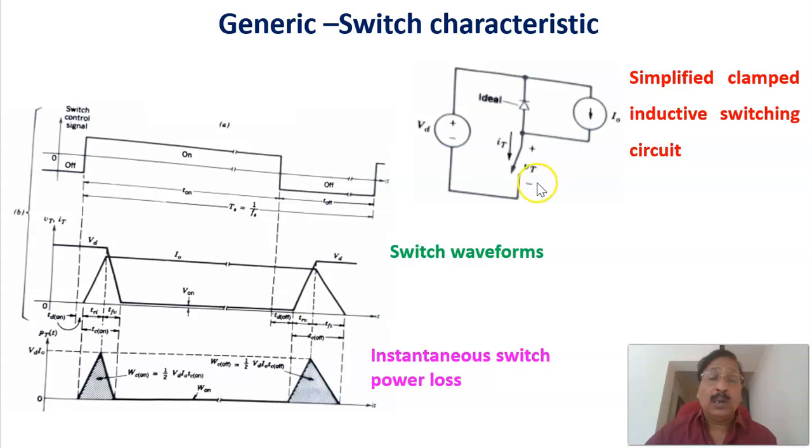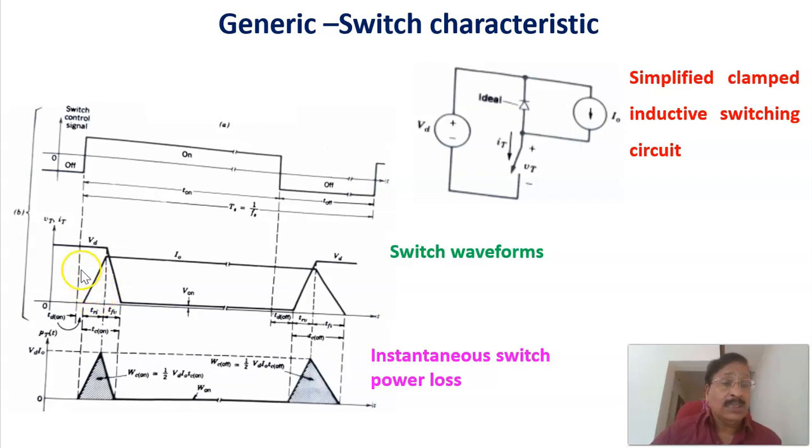Now we are going to plot the switching waveforms: what is the voltage across the switch Vt and what is the current through the switch at different instants. Similarly, this is the switching signal, the switch control signal. This is the on period, and this is the off period, T off, and the summation of the on period and off period is called the total time period Ts, which is equal to 1 by the switching frequency.